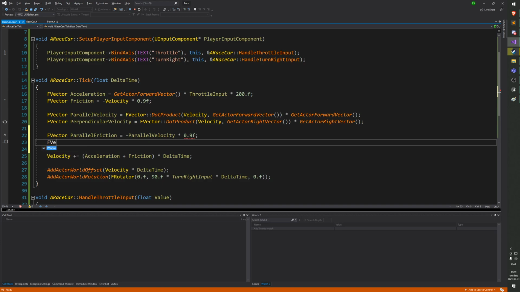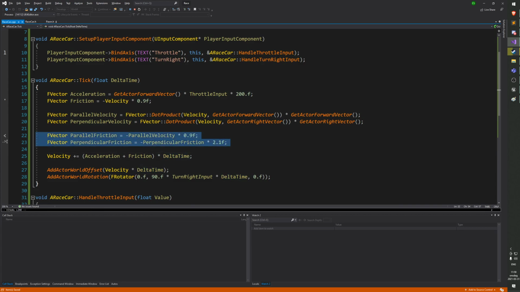And then we're going to have a larger perpendicular friction. We're going to have a larger friction for our perpendicular velocity. So that's going to be minus perpendicular velocity times, let's do like 2.1. Yeah, sure. That's a pretty large friction. So now we have our two friction values. We have two friction forces, one parallel and one perpendicular.